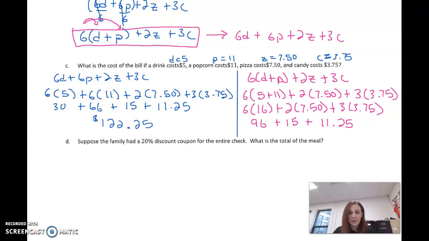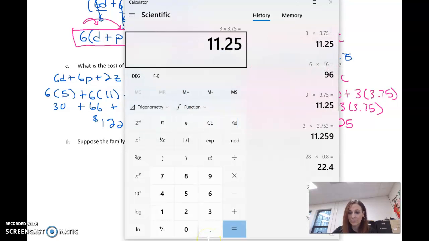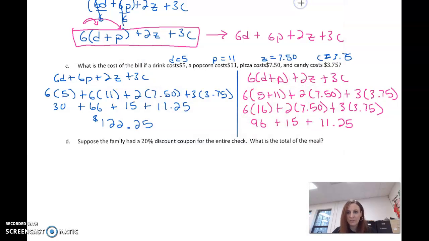And then we're just going to add it all up. 96 plus 15 plus 11.25 is 122.25. And it's the same thing. It shouldn't surprise us, it's what we've been practicing. So now here's the new part.